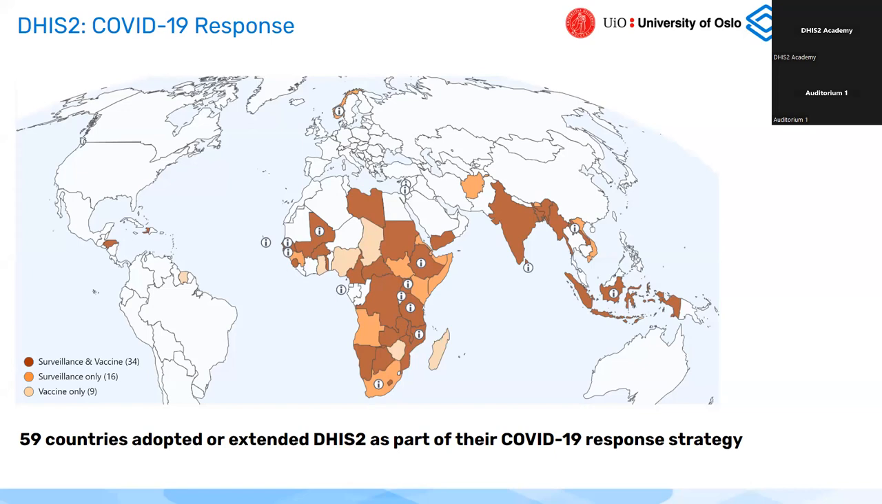But then what we saw from countries is how much they actually leverage DHIS2 as a part of that response. So 59 countries were adopting, extending DHIS2 as part of the COVID-19 response strategy. This also included vaccine rollouts, for example. So the power of an integrated platform to get different sources of disease data as well as the response.